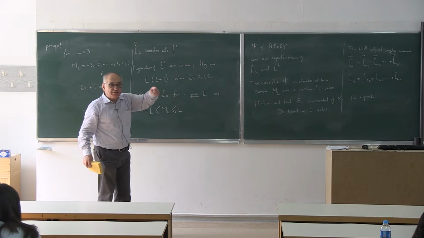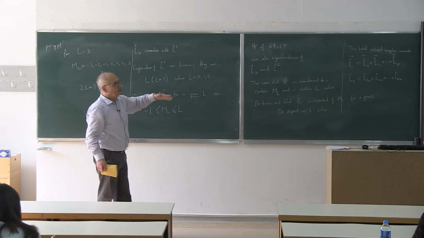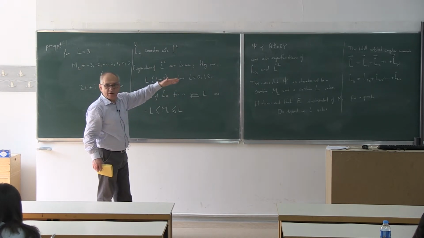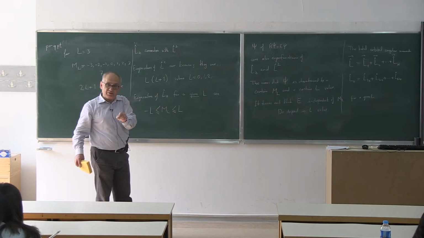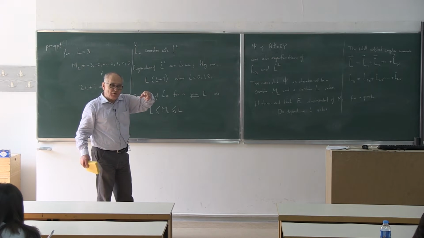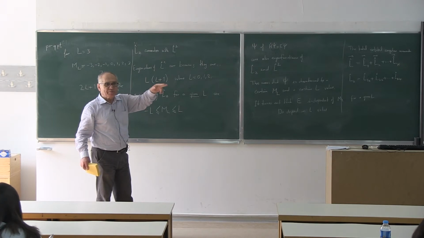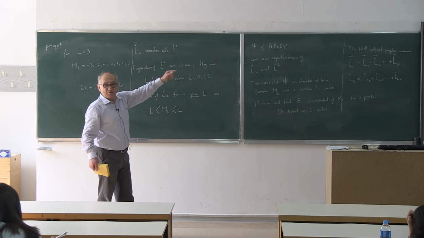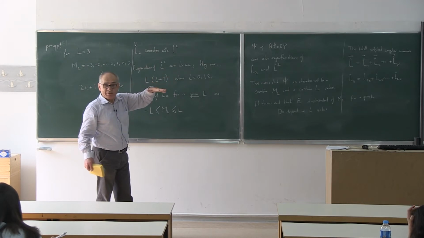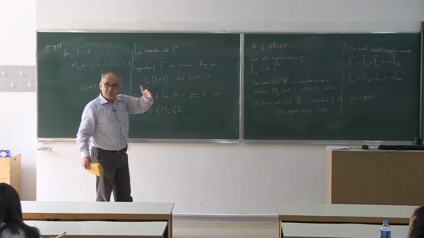Now, when L changes, energy changes. For example, if L is 4, energy is going to be different from that of L equals 3. But when L is 4, again there is degeneracy, because how many different ML values are there if L is equal to 4? 2 times 4 plus 1, 9 different ML values. It means 9 different functions in H psi equals E psi, all with the same energy. So it is degeneracy.